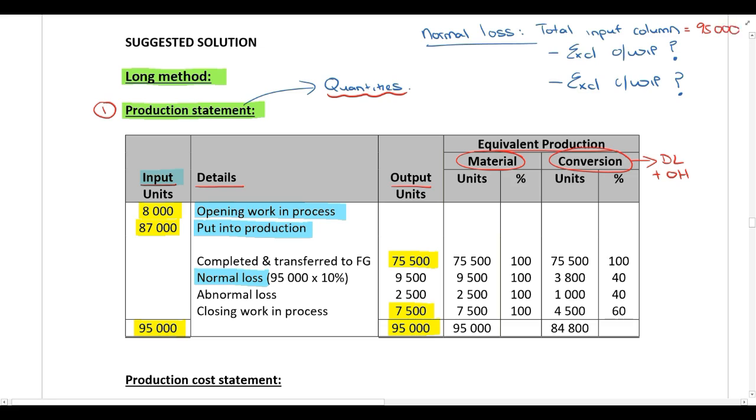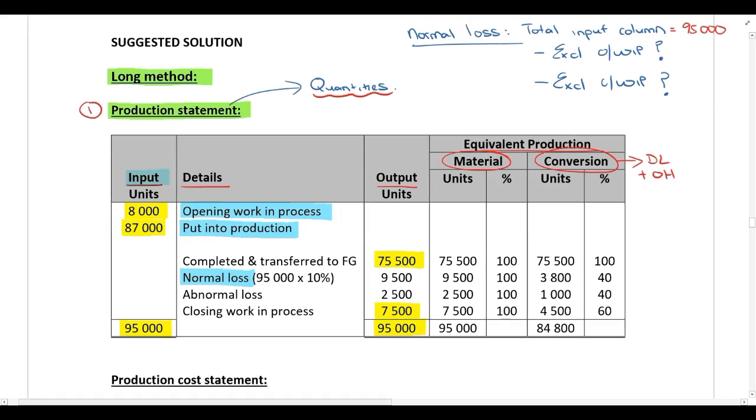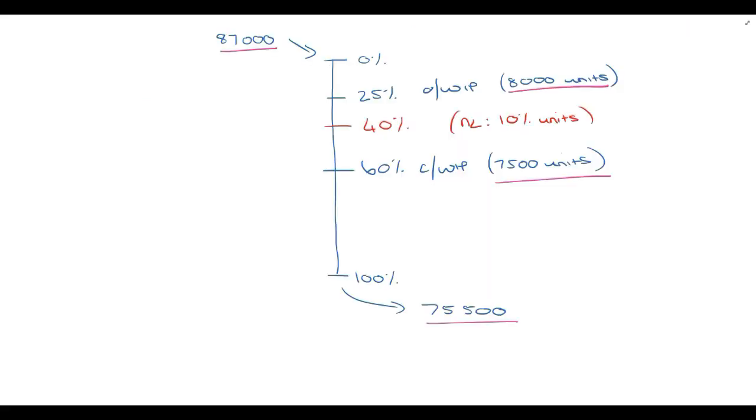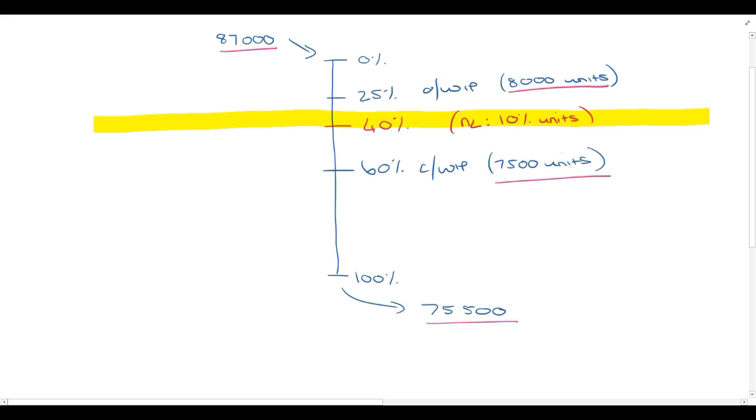Then I'm going to ask myself the following question. Do I need to exclude opening work in process? What I am saying is, do I need to deduct the 8,000 units that I have sitting over here in opening work in process? Should I exclude them from my calculation? And guys, this is very logical, so please think about it as logically as you can. Go to the process that we have drawn over here. When do losses happen in my production process? Losses happen when production is 40% complete. That is my loss point.